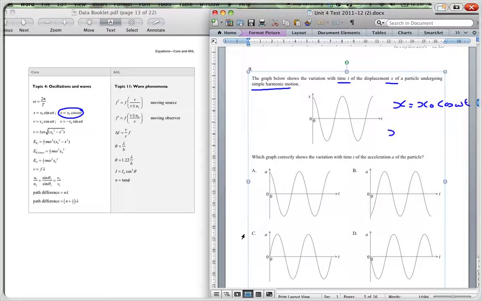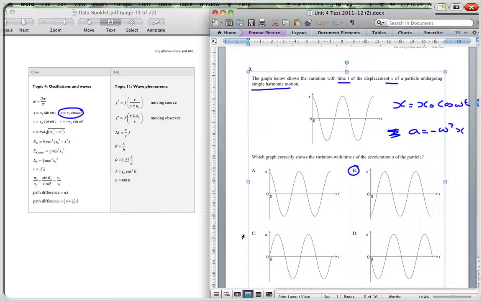Because a is equal to minus omega squared x, we get the negative proportion graph between the two. This would also be a cosine graph, but it would be the negative cosine graph, so it would be b. It would be this one over here.